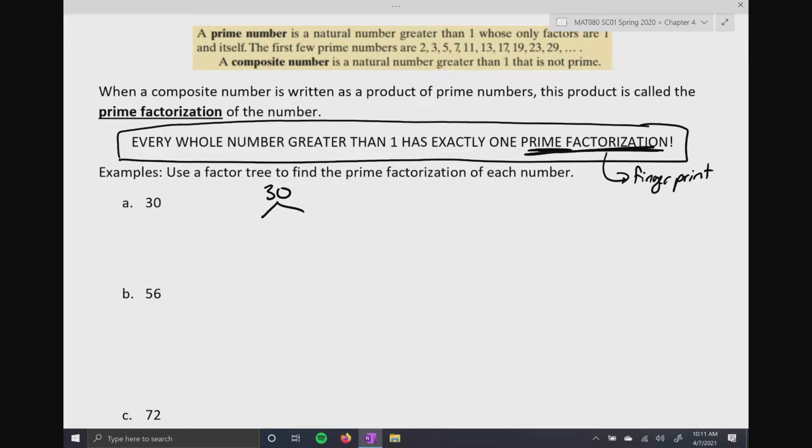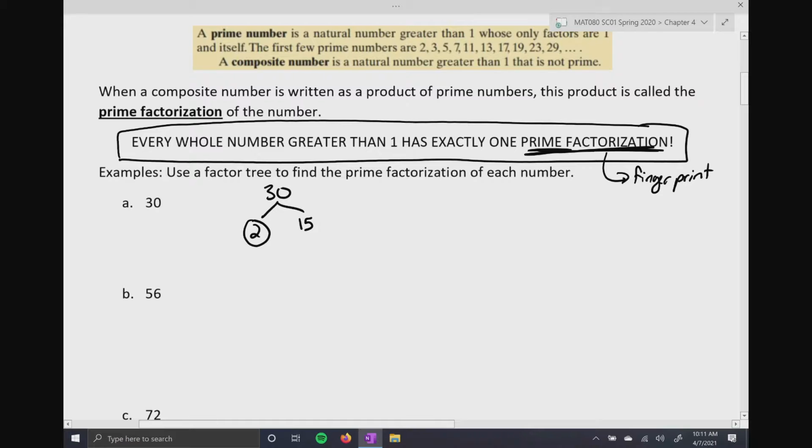Can somebody help me? 2 and 3. Two and what? You said multiply. Oh, okay. 6. How about 2 and 15? Isn't 2 times 15 30? Now, here's what's nice. That 2 is prime, so I'm going to circle it.